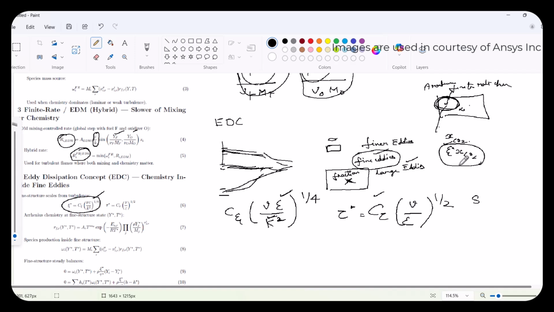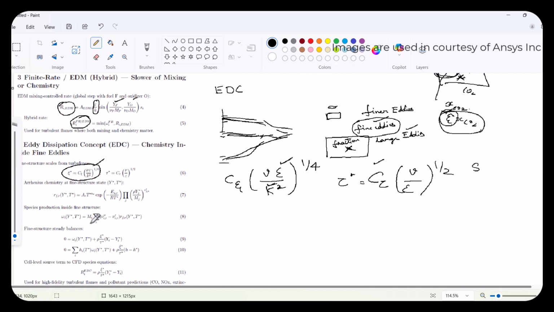Initially there is no CO2. After reaction, CH4 is consumed and CO2 is added in the same cell, but in proportion, multiplied with the mass fraction. Now if you take the species production inside the fine structure, how much species is produced depends on products minus reactants times the reaction rate, and this reaction rate is given by finite rate chemistry. You can clearly see it depends on Y star and T star. Y star and T star are nothing but the mass fraction and the temperature of the fine eddies.